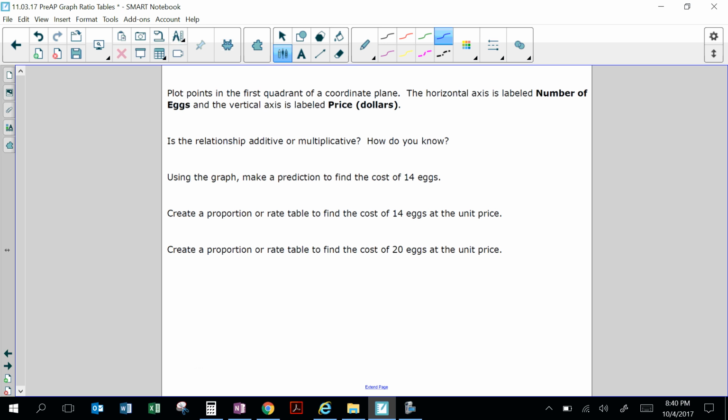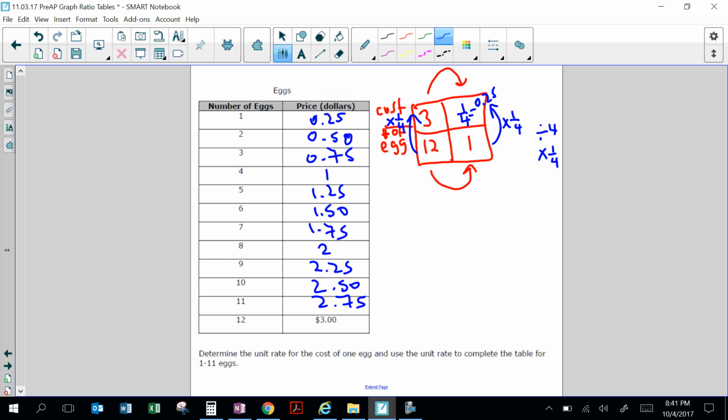Plot points in the first quadrant of a coordinate plane. The horizontal axis is labeled number of eggs and the vertical axis is labeled price. But before we do, let's look at this. Is the relationship additive or multiplicative? How do you know? What's the relationship between the number of eggs and the price?